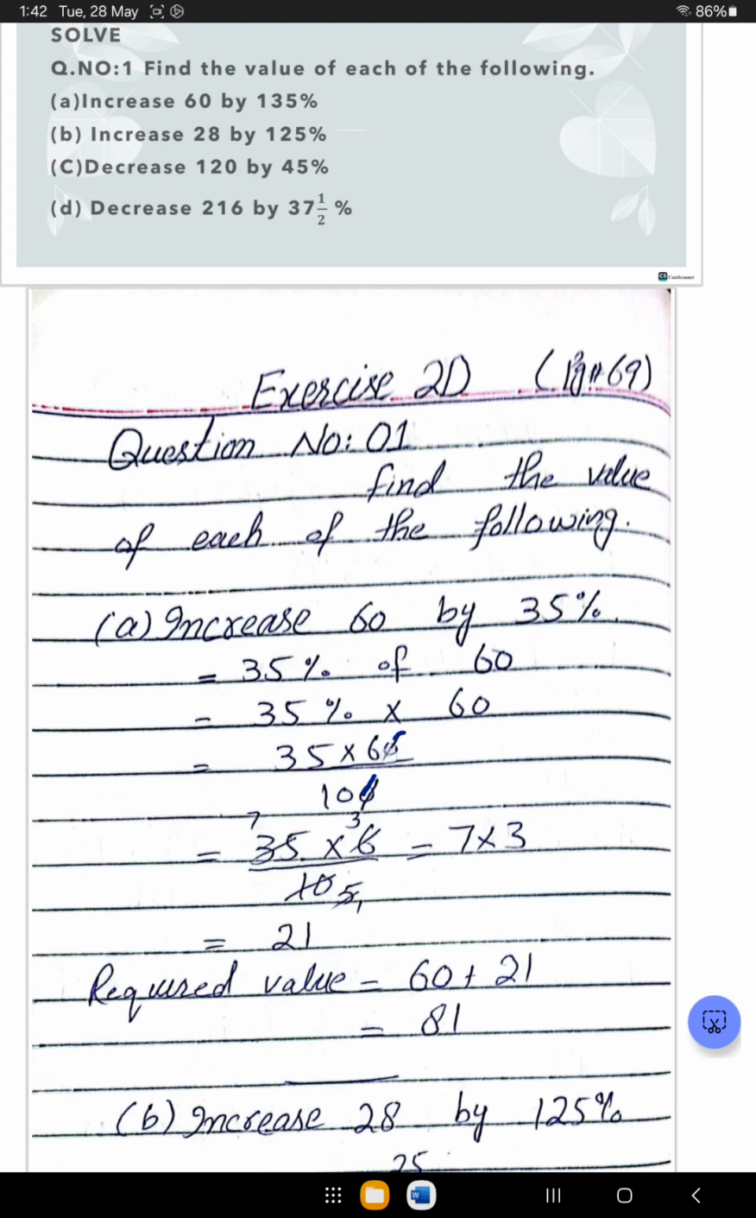0 cancels out from 0. Then 35 times 6 divided by 10. 5 ones are 5, 5 twos are 10, and 3 twos are 6. 7 ones are 7, 7 fives are 35. Then the answer is 7 times 3, the answer is 21.